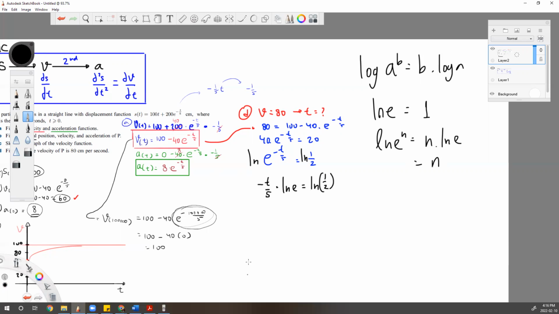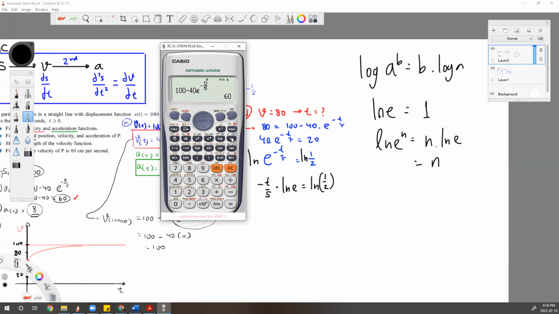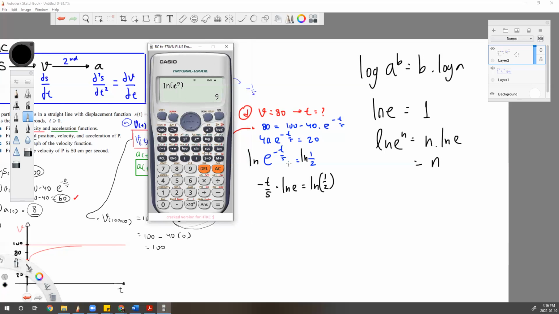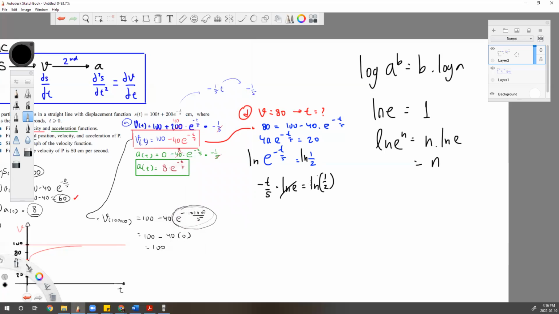As you can see from the proof, if I put ln e to the power of anything, for example 6, the answer is always 6. See, e to the power 999, it will be 999 also. So if I have e to the power of negative t over 5, you put the negative t over 5 to the left and can ignore the ln, because ln e equals 1.